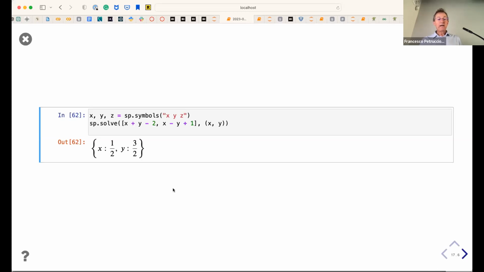Here is another example of a more complicated equation: a system of two linear equations, x plus y minus 2 and x minus y plus 1, and you want to solve it for x and y. And of course, the output gives you x is 1/2 and y is 3/2. And again, you see, it gives you the rational expression and not the float number approximation. So that's really very nice. So solve is very useful for polynomial equations, for systems of linear equations, and so on and so forth. The sky is the limit.